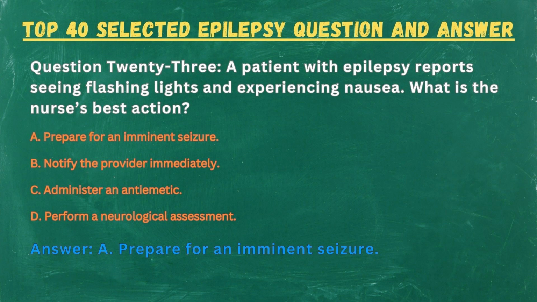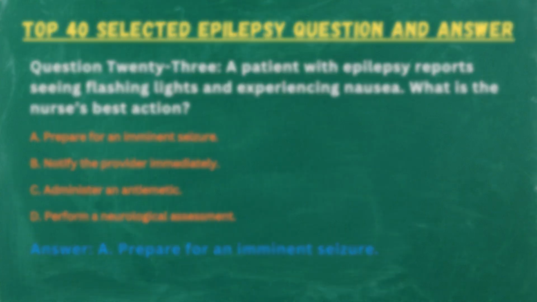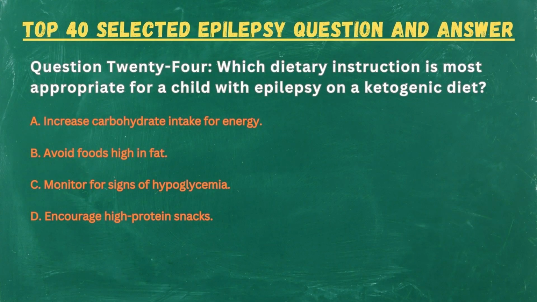Answer: A. Prepare for an imminent seizure. Question 24. Which dietary instruction is most appropriate for a child with epilepsy on a ketogenic diet? A. Increase carbohydrate intake for energy. B. Avoid foods high in fat. C. Monitor for signs of hypoglycemia. D. Encourage high-protein snacks.